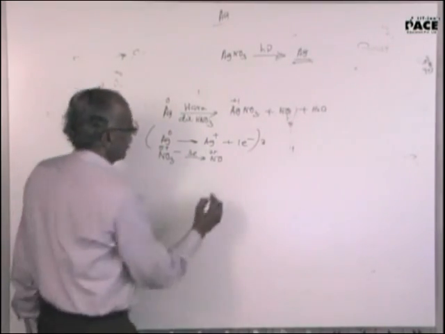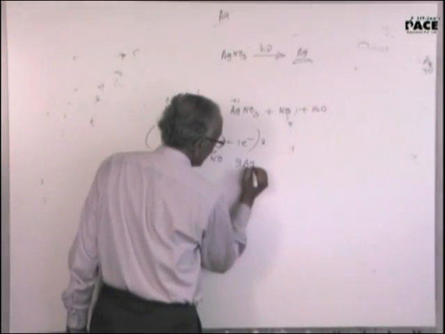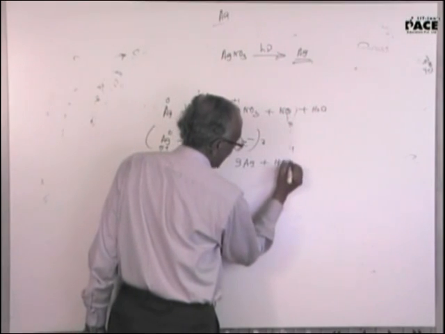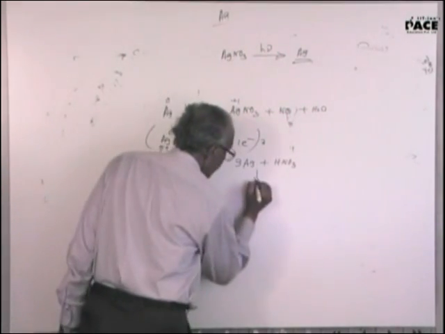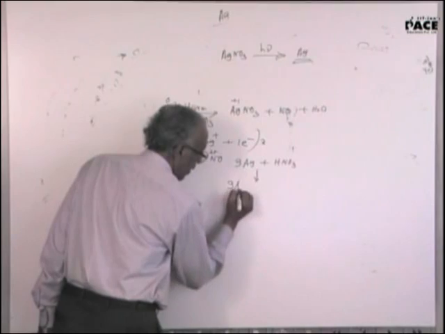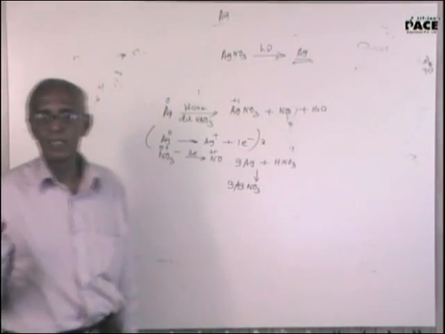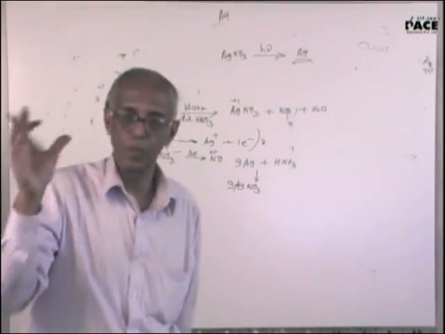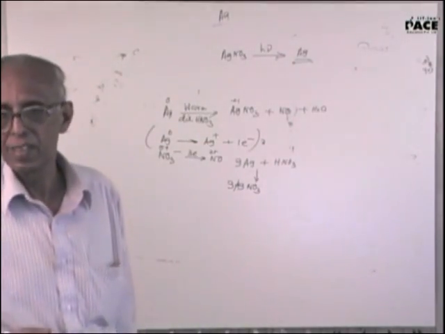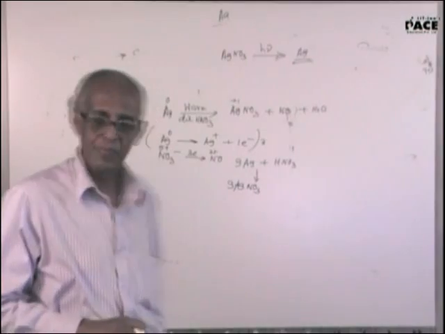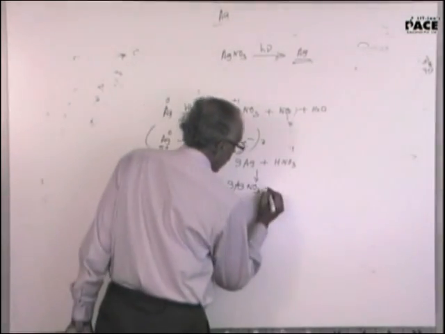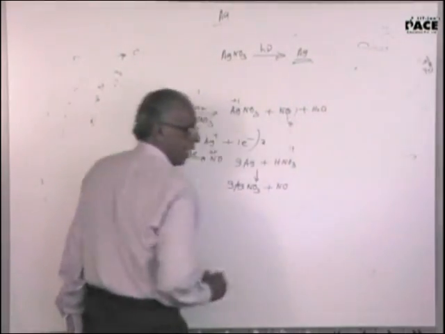Alright? So 3 silver, 1 nitric acid will give me what? 3 silver nitrate. Silver goes from 0 to plus 1. Where is the anion? The nitrate is the anion. Yes. 1 mole of nitric oxide.